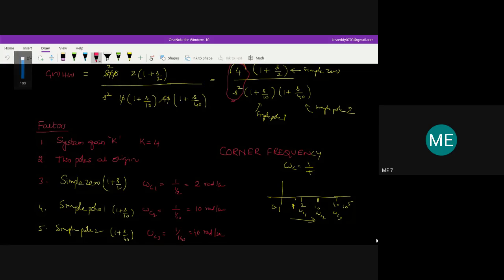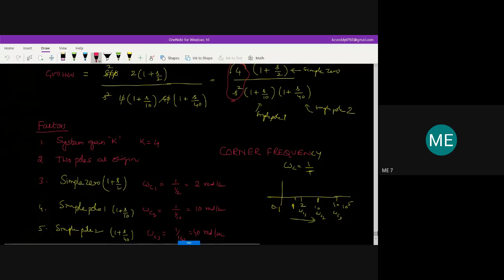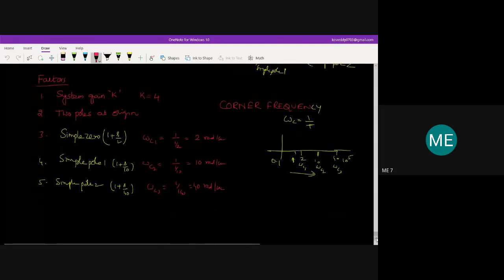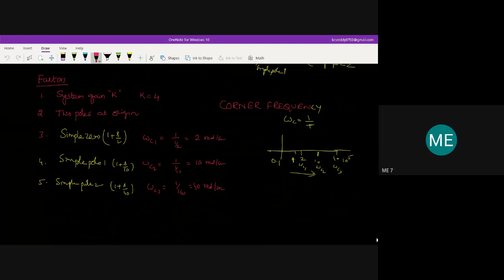So here, if you look at the corner frequencies, the simple zero is starting first. If you draw the magnitude plot, then the contribution of each factor is in this order. So these two will be taken first, that is system gain K and 2 poles at origin, because these give the initial Bode plot. The initial Bode plot will be drawn based on these two.